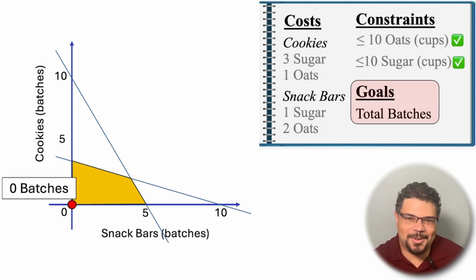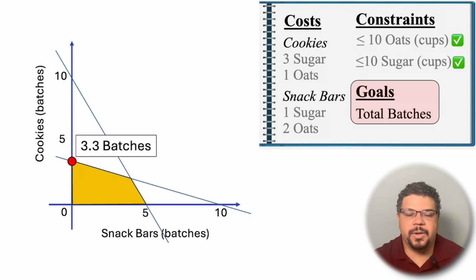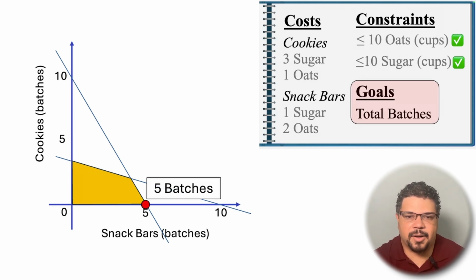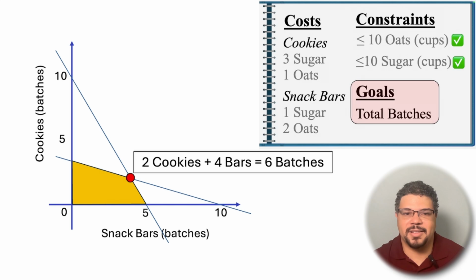This point at 0, 0 has no batches. Here, we only have 3 1/3 batches of cookies. And here, we have 5 batches of snack bars. And here, we have 2 batches of cookies and 4 batches of snack bars, for 6 batches total. That's the biggest of the 4 vertices, so it's the optimal choice for this problem, and it's the most batches of baked goods we could possibly make with these ingredients.